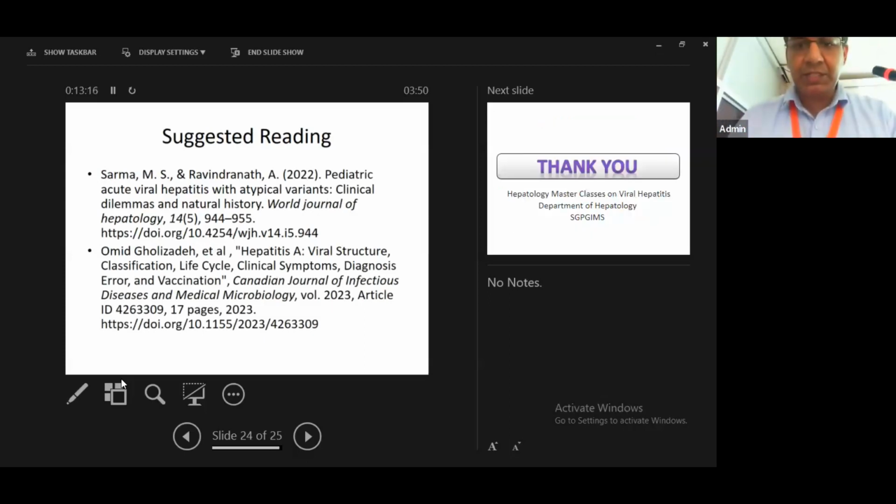So these are my suggested readings. I should recommend that this article by Moinak should be read by everyone who's interested in hepatology and hepatitis. It's a very beautifully drafted article.